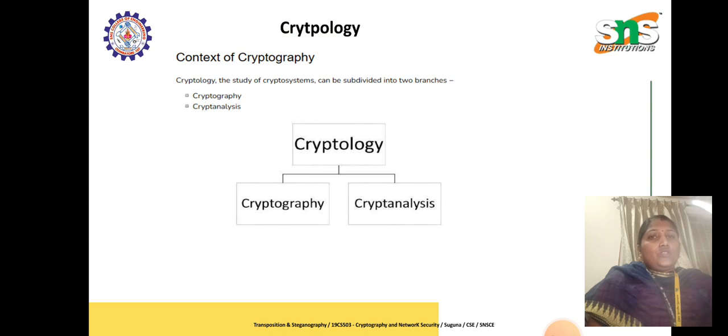I hope in this session you have understood modern cryptography. Here we learned about transposition techniques and substitution techniques, what modern cryptography is, the difference between traditional cryptography and modern cryptography, and the term cryptology.